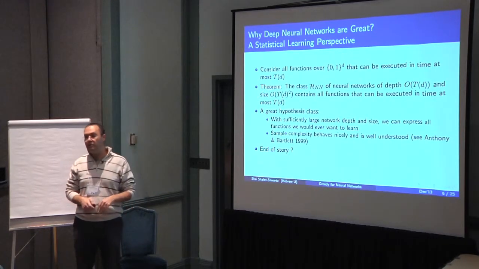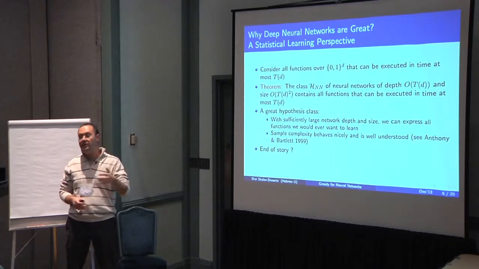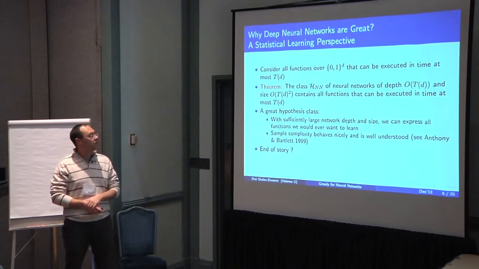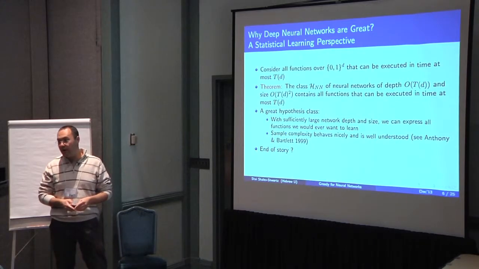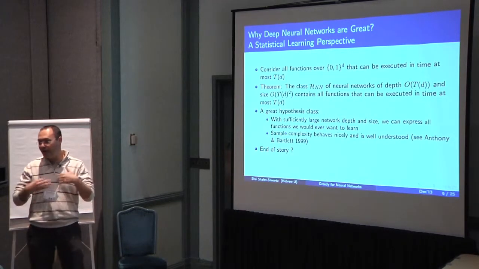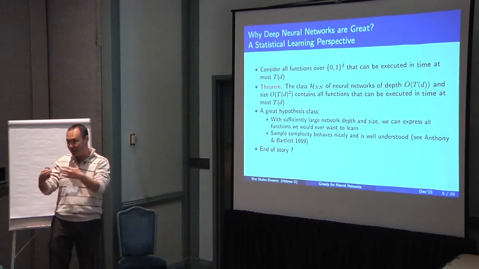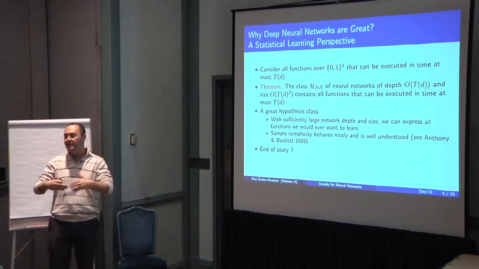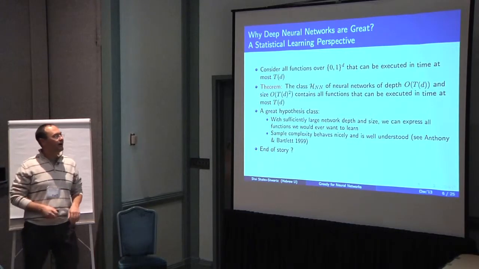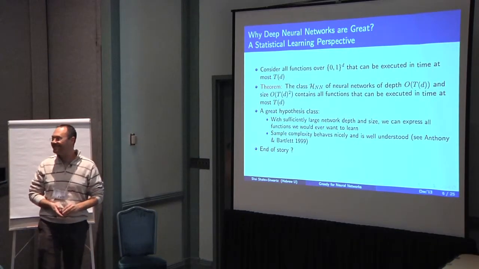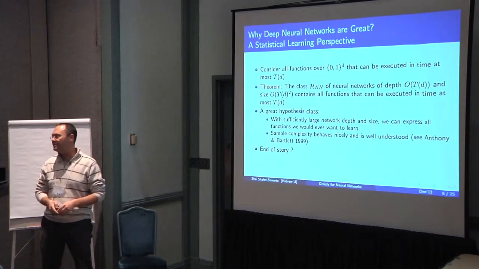Now, a basic theorem in complexity is that the class of neural networks of depth order of T(d) and size squared of this contains all the functions that can be executed in time at most T(d). So Simon, this is for your question. If you take deeper networks, you obtain functions that can be executed longer. So you enrich your class once you take deeper networks, okay? How big are the constants hiding in the big O? In the big O? Yeah. Does it really matter? I actually don't know. This is a basic result in complexity. I'm not sure what the constant is.